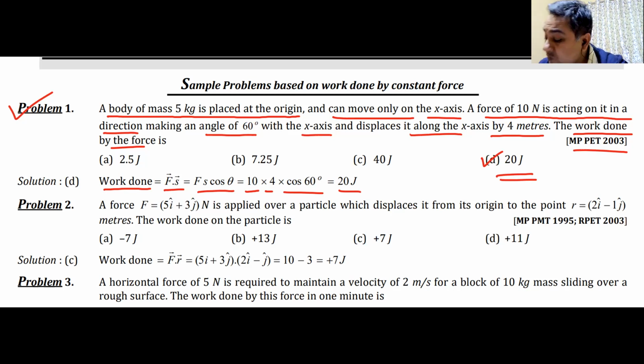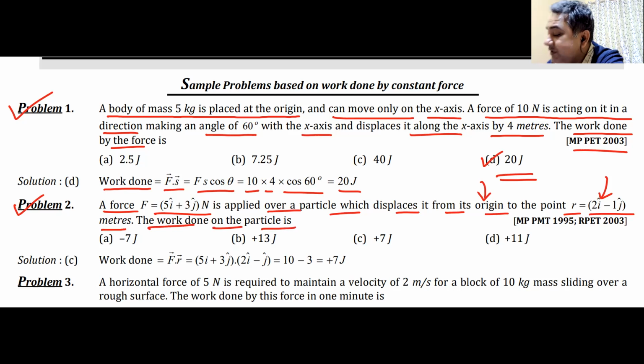Okay. Then we move on to problem number 2. Problem number 2 is also a very simple problem. Force is given as 5I plus 3J, applied over a particle which displaces it from origin. So the initial position is origin, and the second position is 2I minus 1J. Instead of writing 1J, it can be written as J. 2I minus J meters. What is the work done on the particle?